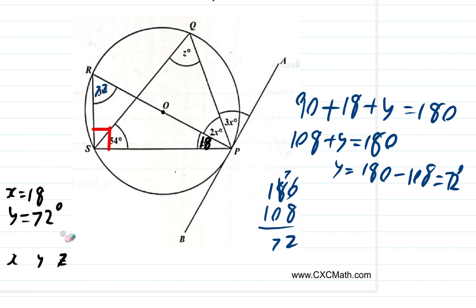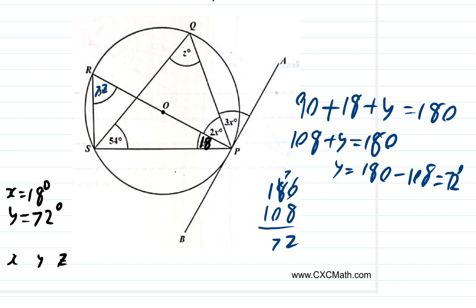Let me rewrite the degree part here, the 18 degrees. Good. So X is 18 degrees, Y is 72 degrees. Now, I want to figure out what Z is. If you weren't able to find out what Z is before, I want you to pause the video and work it out now. Alright, good. Did you find out what Z is?